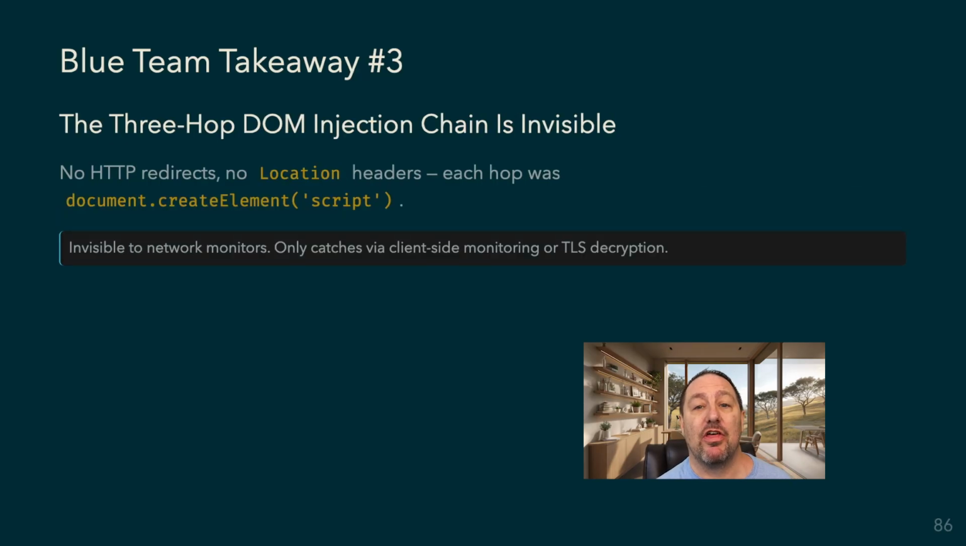Per the step files, the 3-hop DOM injection chain is invisible to network monitors. So you don't have your usual HTTP redirects, you don't have your usual location headers, no 301, 302 codes that you could be looking for. Each hop happens in the document inside these script elements, and it looks like normal third-party script loading. The only way to catch it is client-side monitoring or TLS decryption, like you saw Brad do here with the Fiddler app. Or apparently, a detailed step file from someone who's already done the decryption for us, like Brad did.